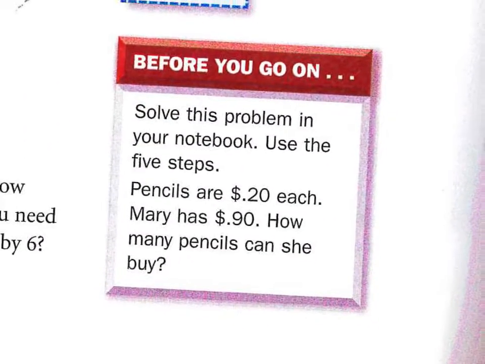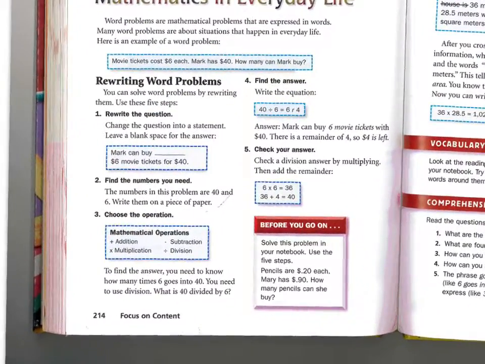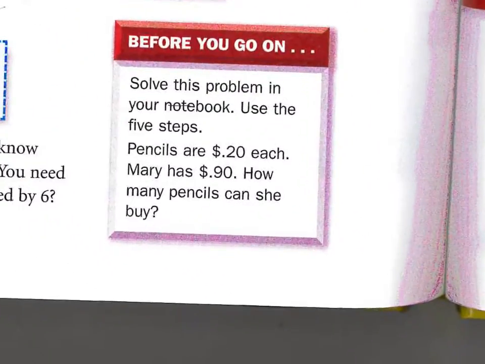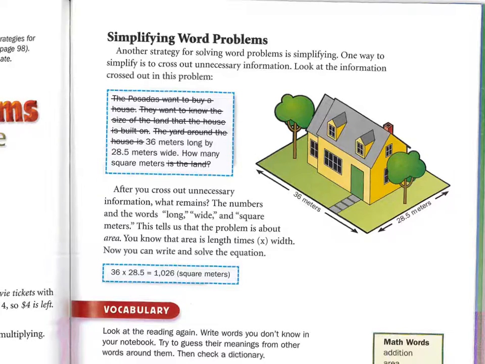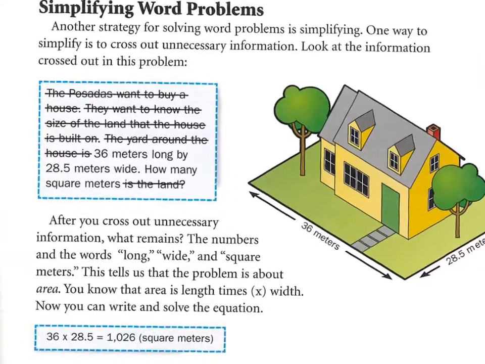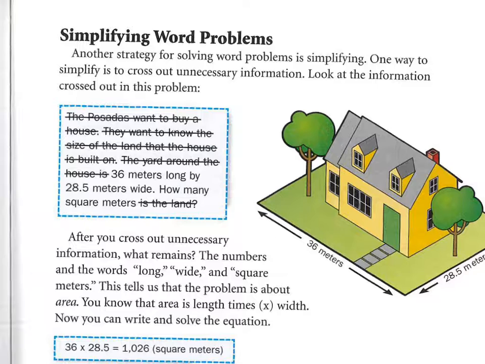Simplifying word problems. Before you go on, solve this problem. You can do it in your workbook. You don't need to do it in your notebook, your workbook. Use the 5 steps. Pencils are 20 cents each. Mary has 90 cents. How many pencils can she buy? When you're done, you can start the video again.